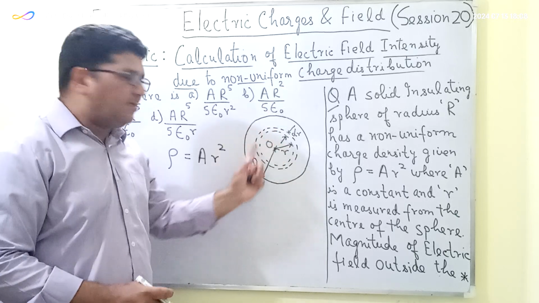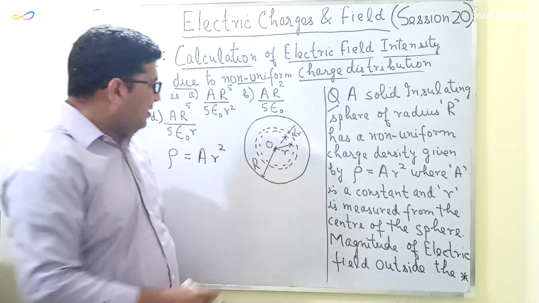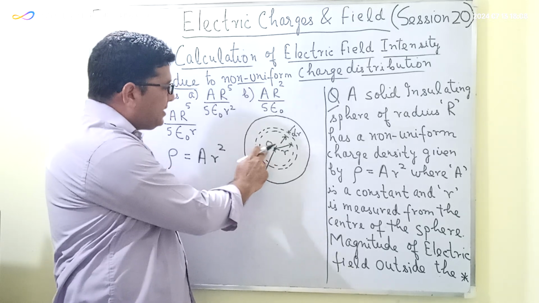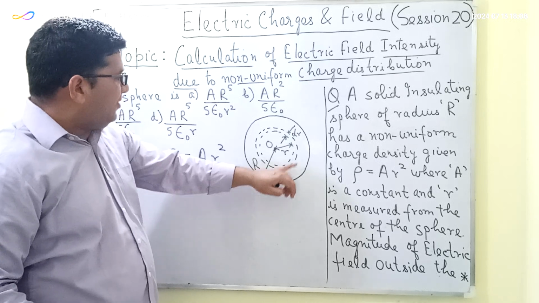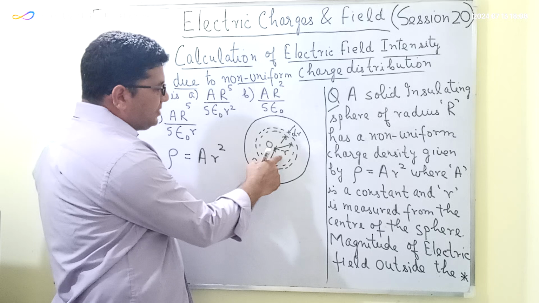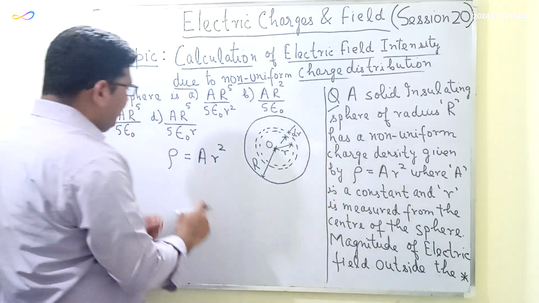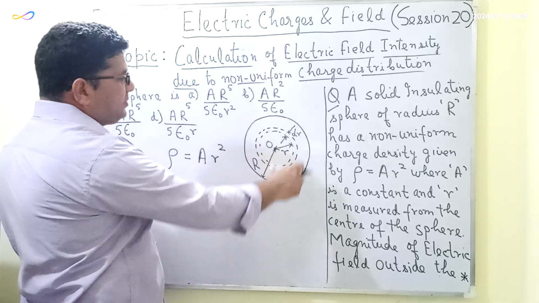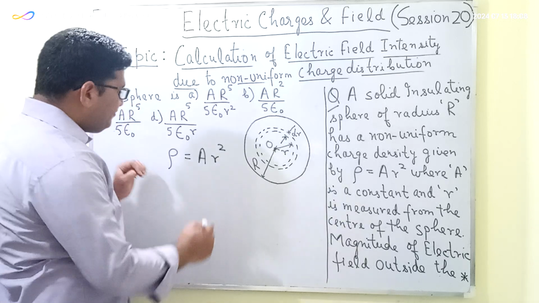So here I have drawn one small figure. This is a solid insulating sphere, and it has its center at this point, that is O. Now here what I have done is that I have taken one portion of this sphere which has a radius of r and a thickness of dr. So the first thing which we have to do using this equation is to find the total charge which is on this solid insulating sphere.